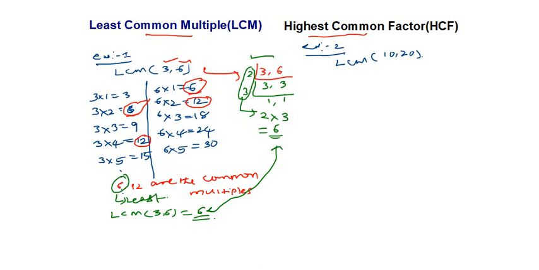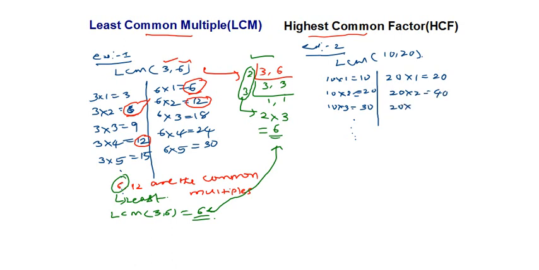So here, first the multiples of 10. 10 1s are 10, 10 2s are 20, 10 3s are 30, and so on. Same for 20: 20 1s are 20, 20 2s are 40, 20 3s are 60, and so on.